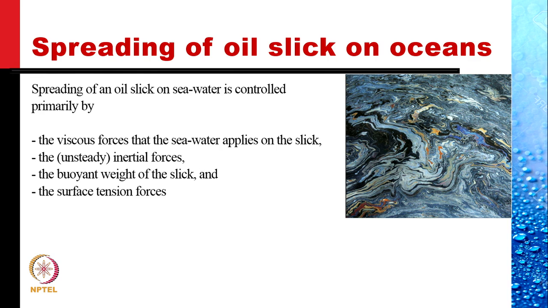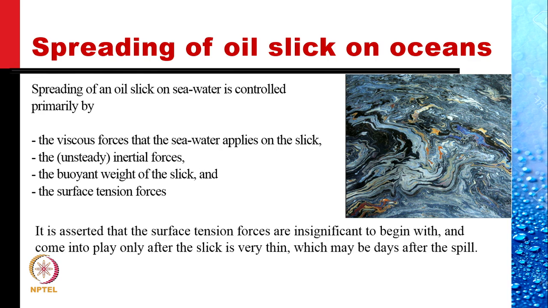Let's do a new example, the spreading of an oil slick on oceans. When oil is dumped in an ocean, the oil spreads out on the seawater. This spreading of oil on seawater is controlled primarily by the viscous forces that the seawater applies on the slick, the unsteady inertial forces in the oil, the buoyant weight of the slick, that is its own weight minus the buoyancy, and the surface tension forces.